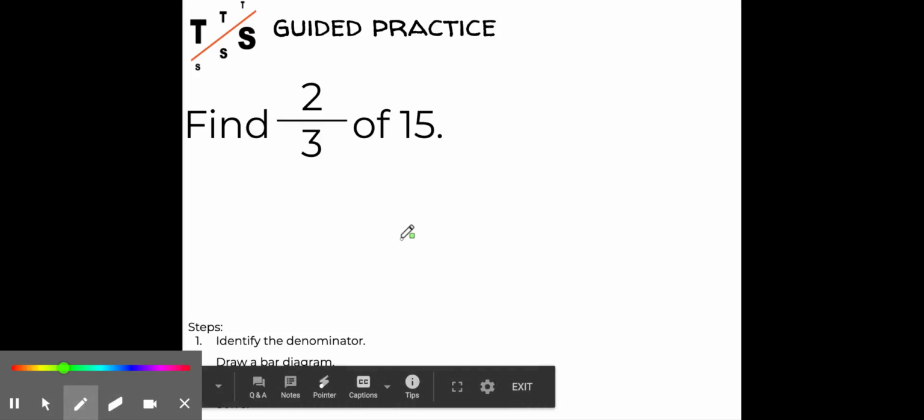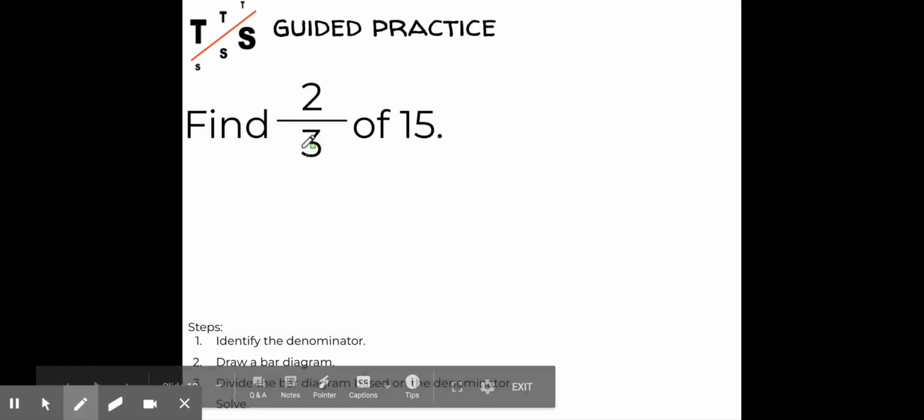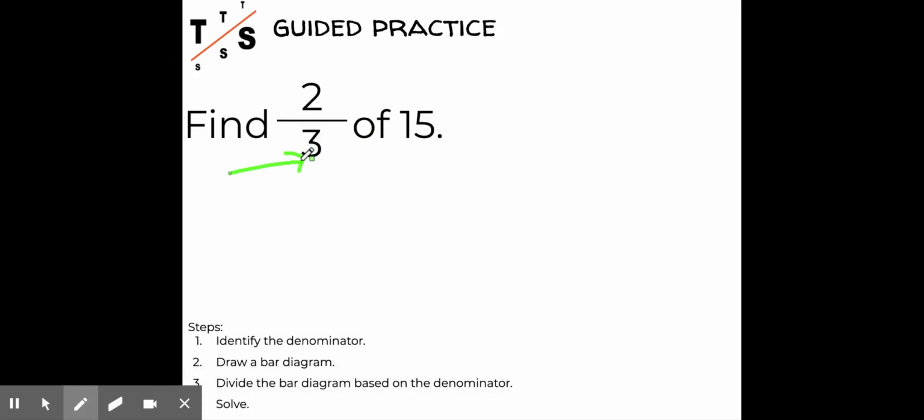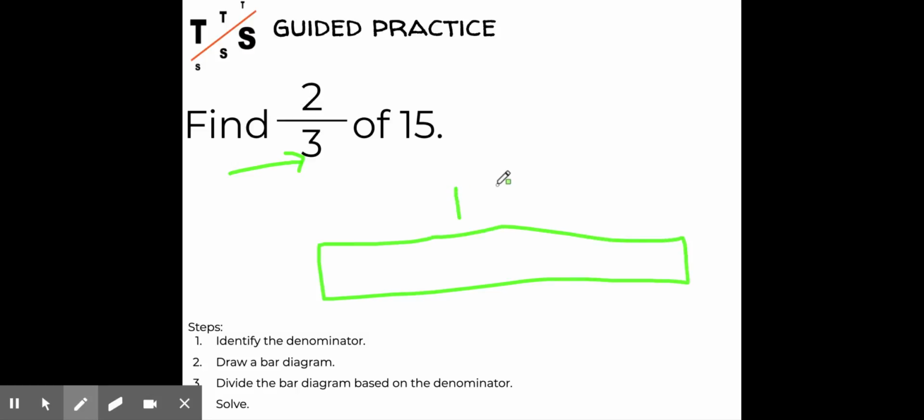So now I need to find 2/3 of 15. The denominator I am identifying first is 3. I'm going to do step 2, which is to draw my bar diagram and represent it with the whole number, which is 15. I'm going to divide my bar diagram based on this denominator, which is 3 spaces again. And that means it's going to be 15 divided into 3, which gives me 5, 10, and 15.